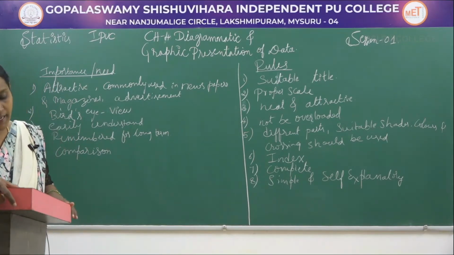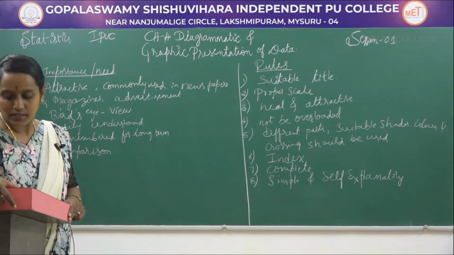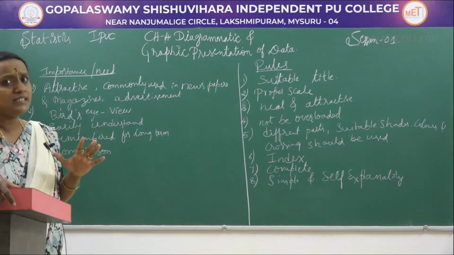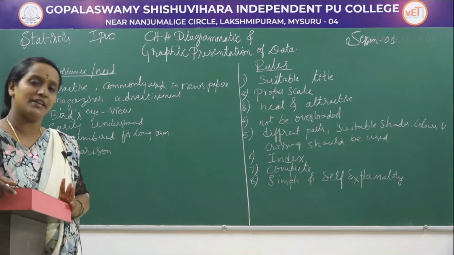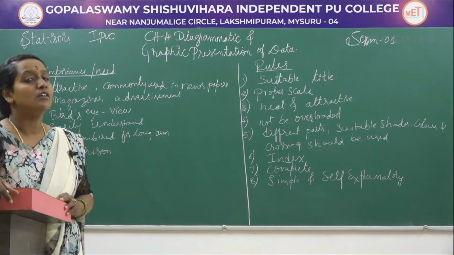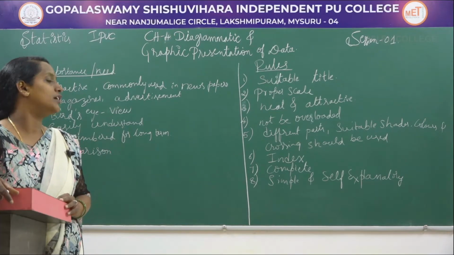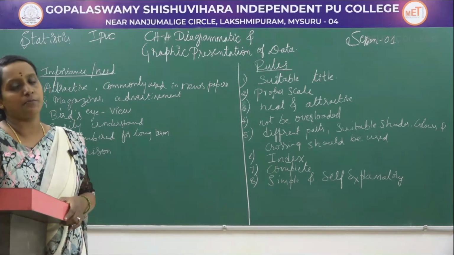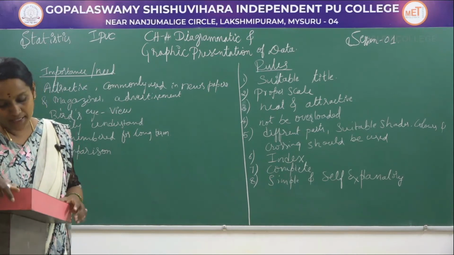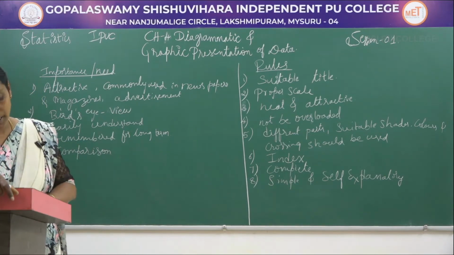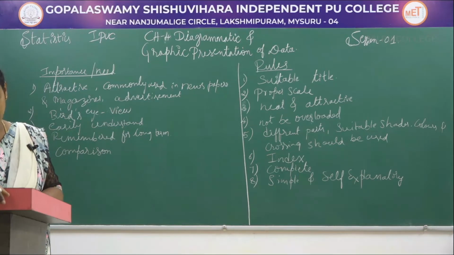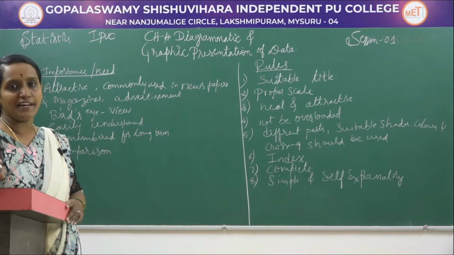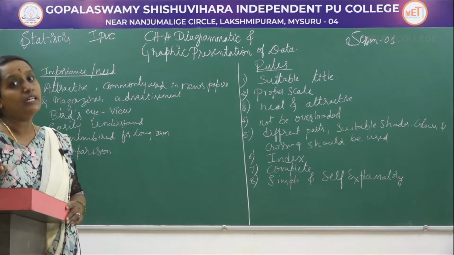Next, to indicate different parts, suitable shades, colors and crossings should be used. Since in diagrams we have different methods to show the data, we should shade or color different parts to differentiate between the items. Next, an index indicating the different shades, colors, crossings etc. should be shown clearly. At the right side of the graph we have to write the index.